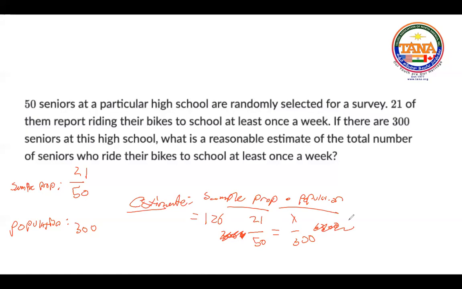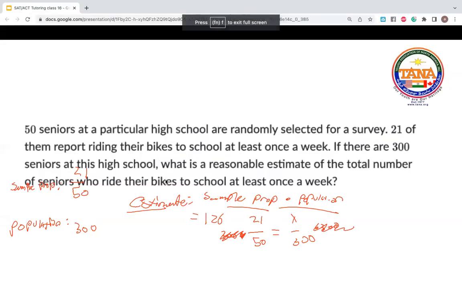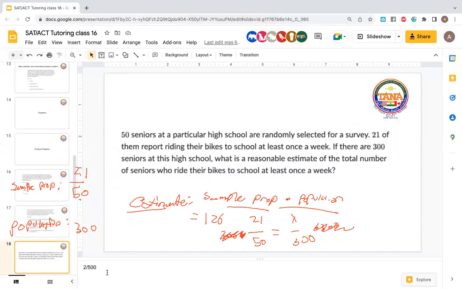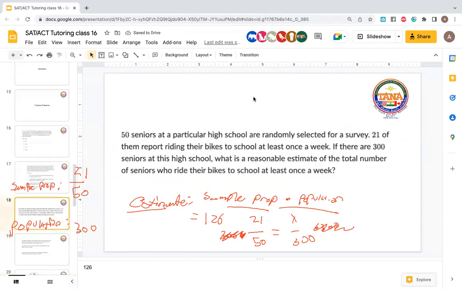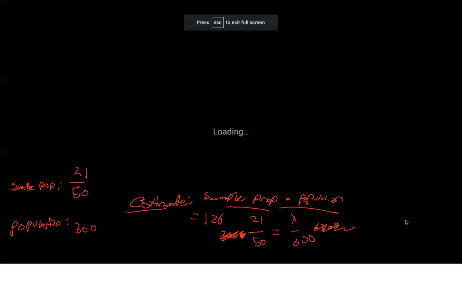Wait, did I? I might have put the answer wrong for this question. One sec. Okay, looks like I put the answer wrong for this one. This is 126. I'm guessing the next one I flipped it then.